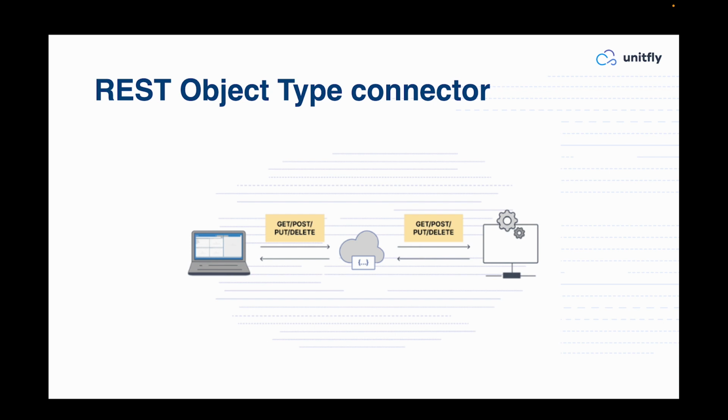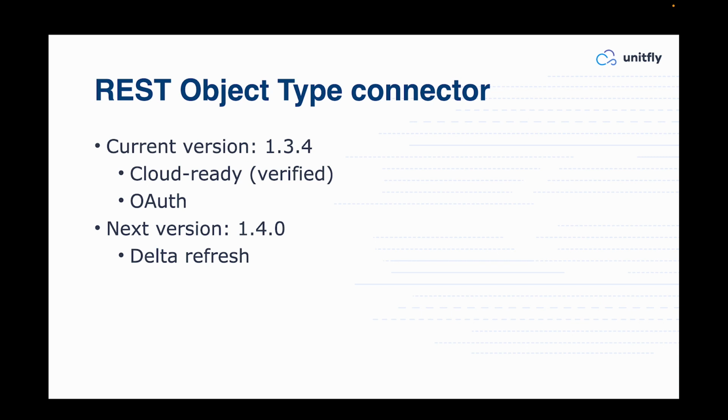The current version of REST Object Type Connector is 1.3.4. This version is also verified by M-Files, it's cloud ready, and we added OAuth authentication in this version. This month, we are also planning the next version that will be 1.4.0, and that version will have fully configured Delta refresh, so that, for example, if you need to pull only changes, you will configure that and use the Delta refresh.